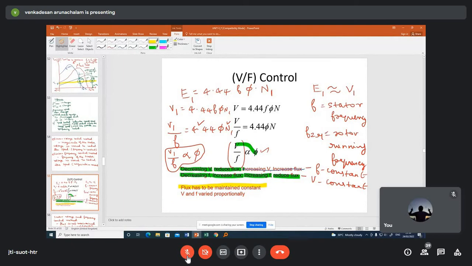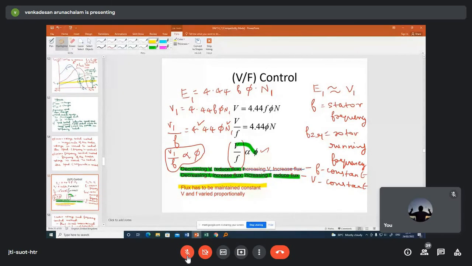When you increase V, that is not possible. When you decrease V, decrease the frequency. Proportionately you vary both parameters. When you increase the frequency, V should be increased, but V cannot be increased. In that case alone, we will have this flux variation problem, which we'll understand while studying the torque slip characteristics. Ultimately, our desired requirement is that flux has to be maintained constant.